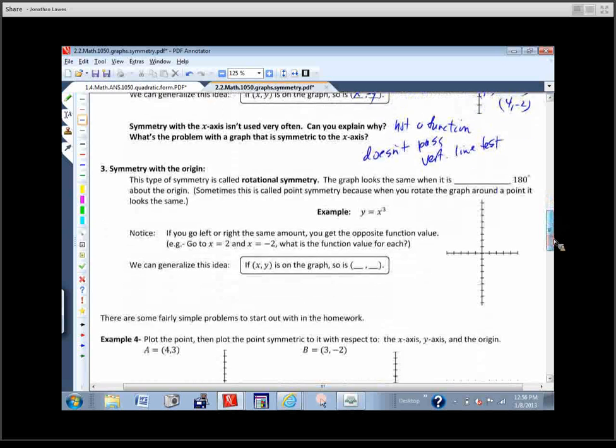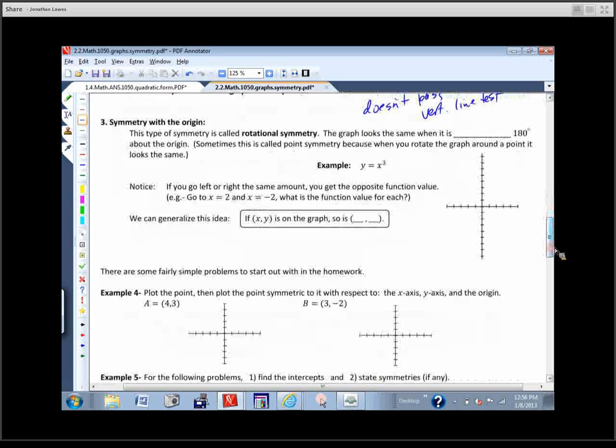Okay, all right, let's take a look at symmetry with the origin. Symmetry with the origin is called rotational symmetry, and in this case, the graph looks the same when it's rotated 180 degrees about the origin. So the way you could do this is you could put your pencil on the origin and spin the graph 180 degrees. If it looks exactly the same, that's symmetry with the origin. I've got a graph here that is symmetric with the origin. It's the cubing function. So let's take a look at that one.